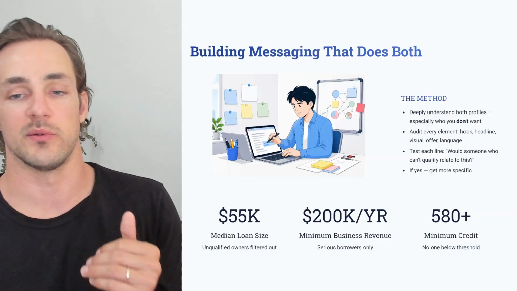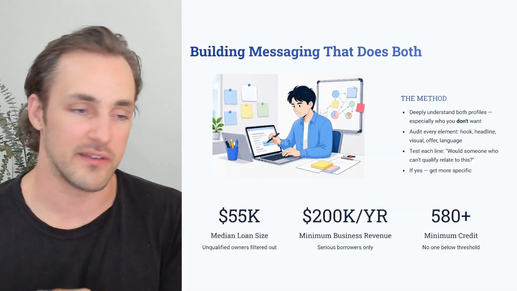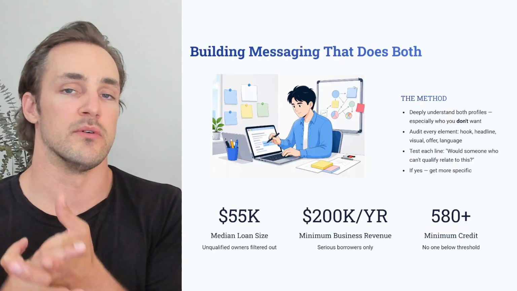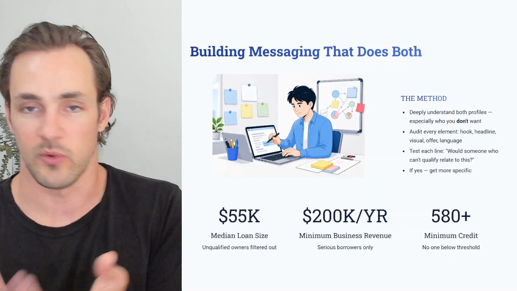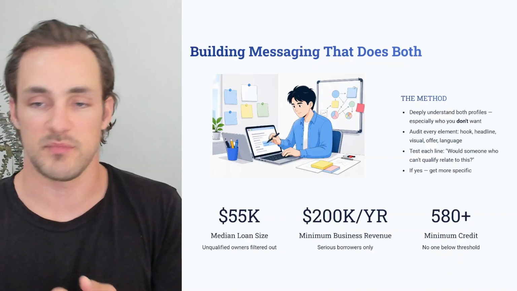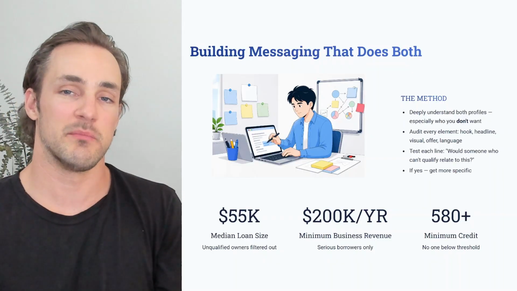They actually want to talk to us. That means median loan size of 55K, 200K minimum annual revenue, 580 minimum credit score, 1 year in business, no defaults, business bank account. That's what dialed in messaging does.